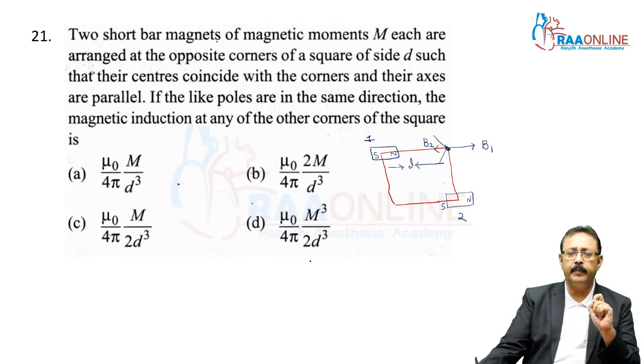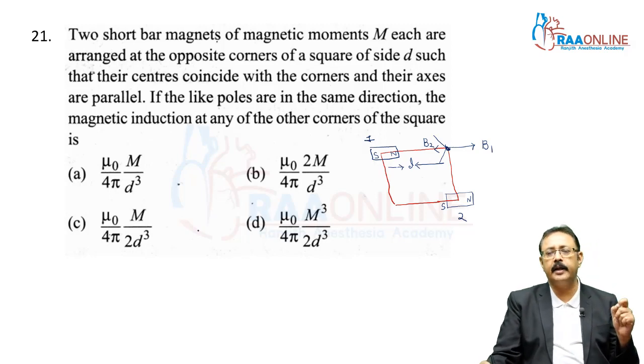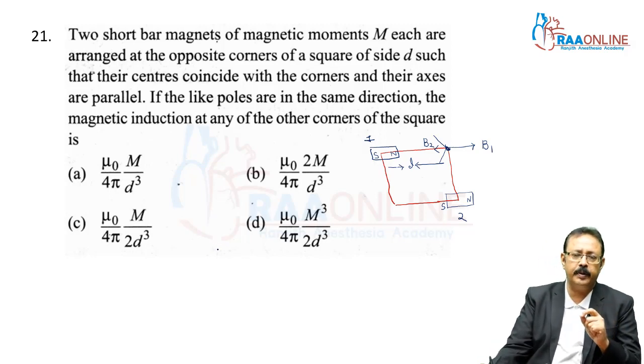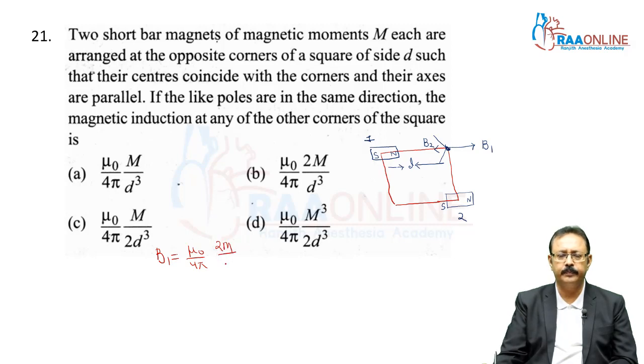So the net magnetic induction, net magnetic field, is the difference of these two. If B1 is greater than B2, it is in the direction of B1. If B2 is greater than B1, it is in the direction of B2. But they are not asking about directions. First we calculate B1 and B2. We know the formula for the end-on position: B1 is mu naught upon 4 pi, 2m by d cube. B2, again from the center at distance d, is mu naught upon 4 pi, m by d cube. Definitely B1 is greater than B2.